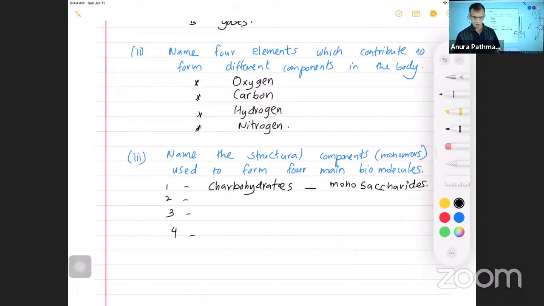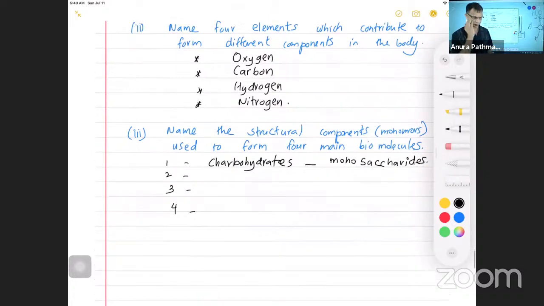Monosaccharides. What's the other one? Carbohydrate. The other one? Protein. Oh, protein. Thank you. And proteins, what's the structural component? Amino acid. Amino acid.